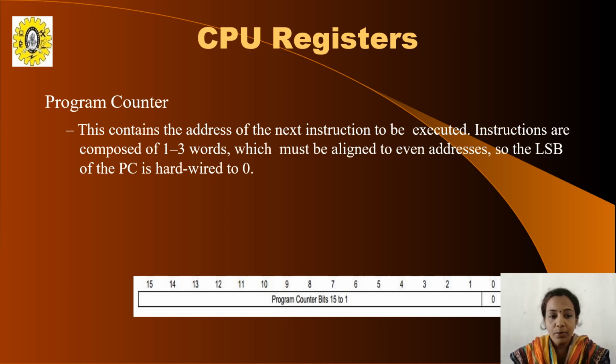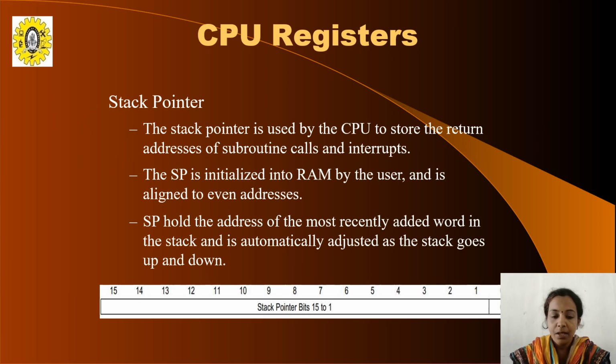The program counter contains the address of the next instruction to be executed. So it counts or calculates the next instruction which is to be done. This is aligned to an even address, so the least significant bit of the PC is hardwired to 0. Next one is the stack pointer.